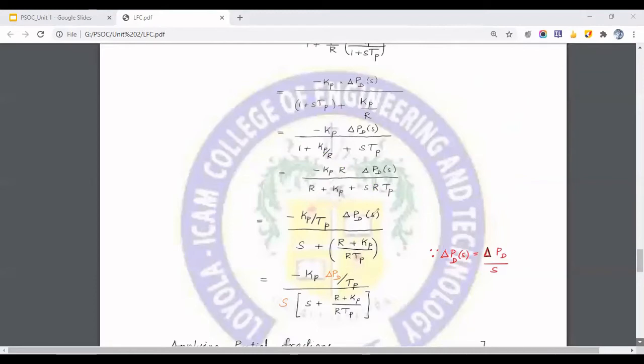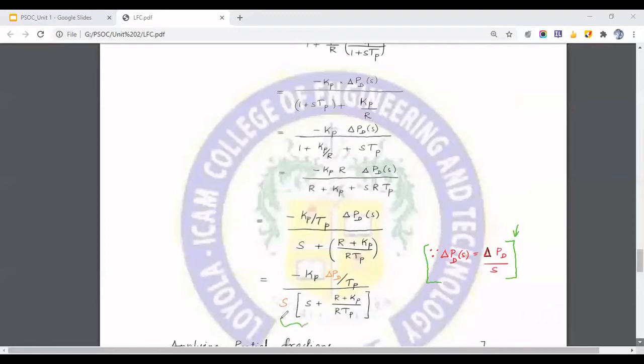Now we also know that delta PD of S is equal to delta PD divided by S. This was explained earlier in the previous video. So now let us substitute the value of delta PD of S, that is, delta PD divided by S.